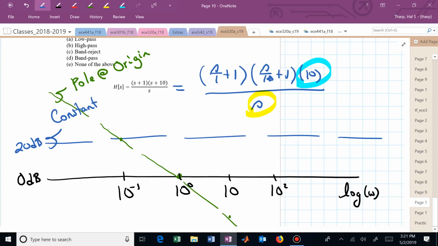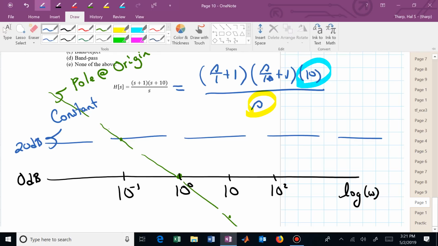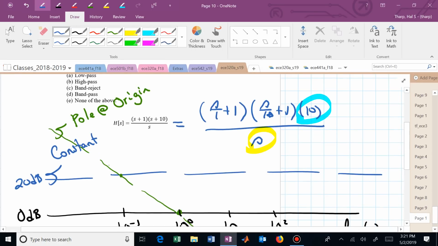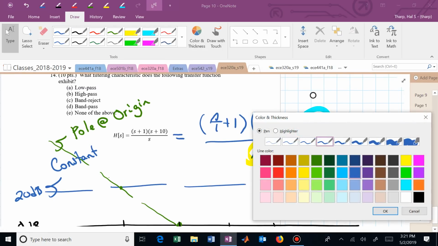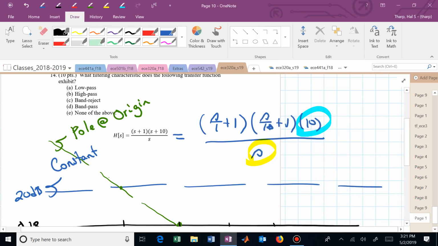Do you want me to do it in another color than what I've done? I've done blue and green. Do you want me to do another color? Okay. You're not very demanding, are you? So let's see what color I can find. How about that bright color? And that will be our 0.